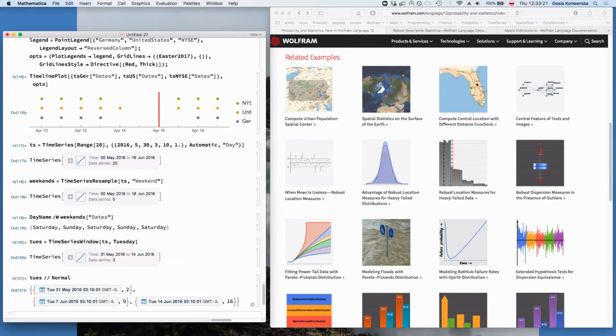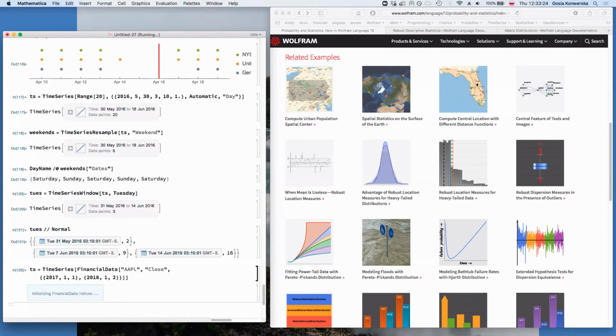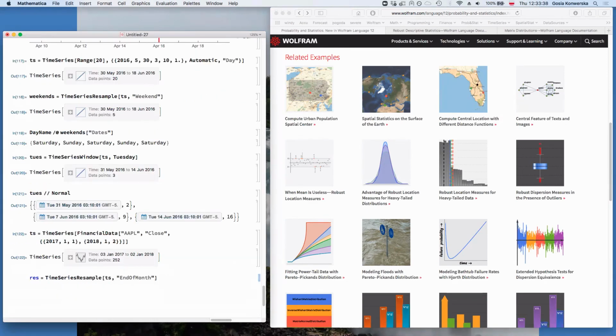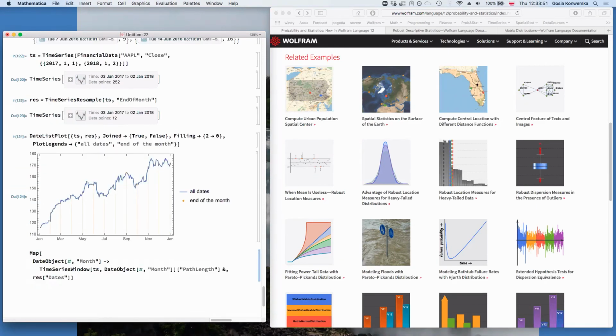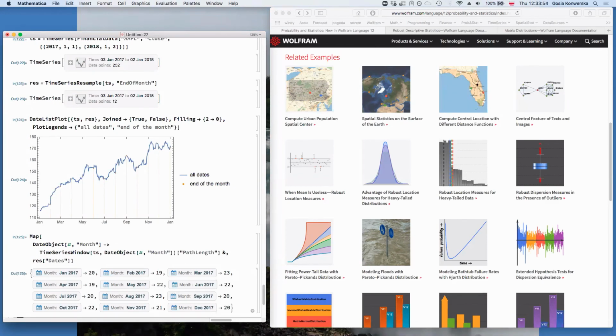And we can apply this to some kind of real life data. So that's the financial data, stock at close for Apple for some time. And what I'm interested in, for example, is give me the values at the end of month. Right. And one thing that may be interesting or not is how many trading days there were for each month.